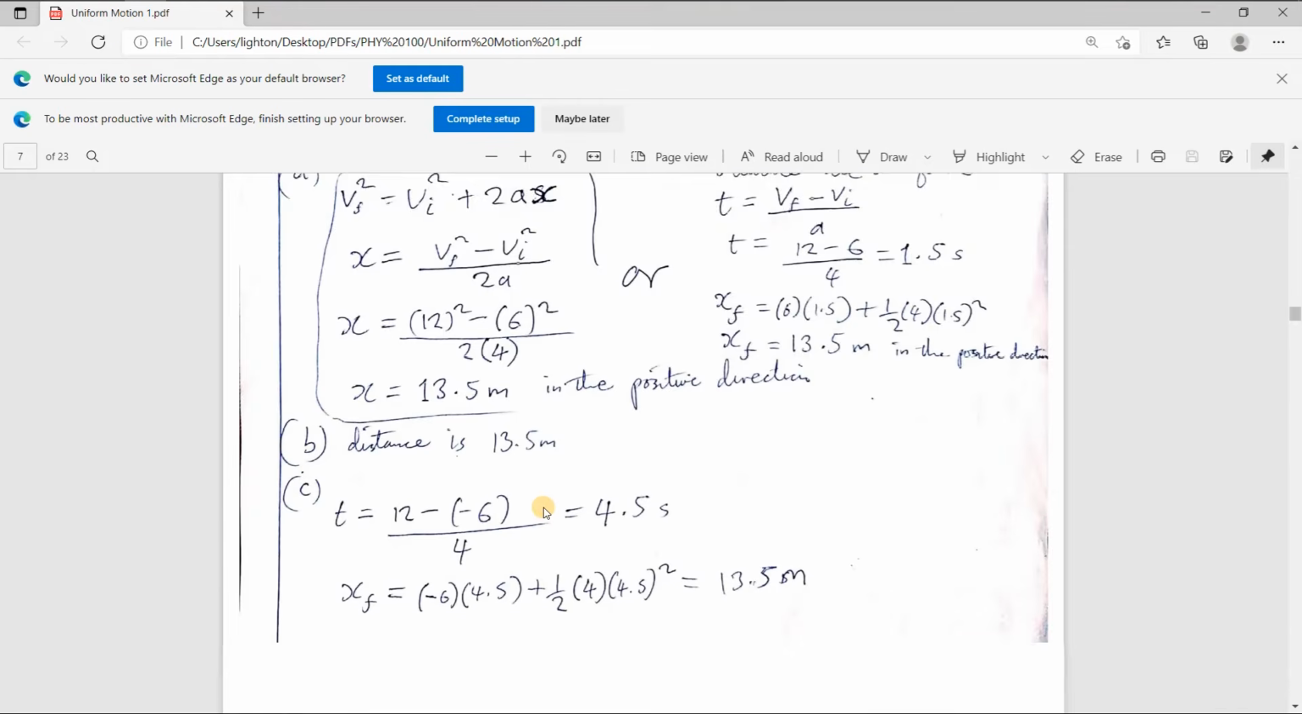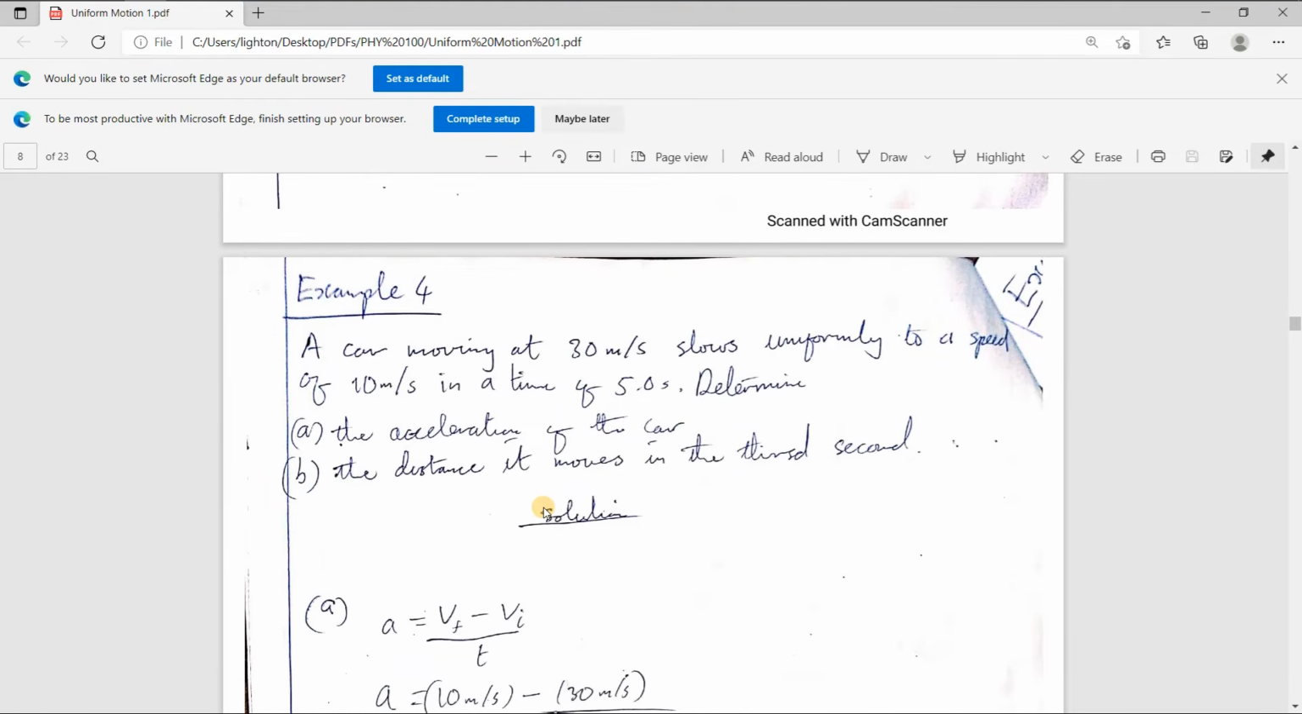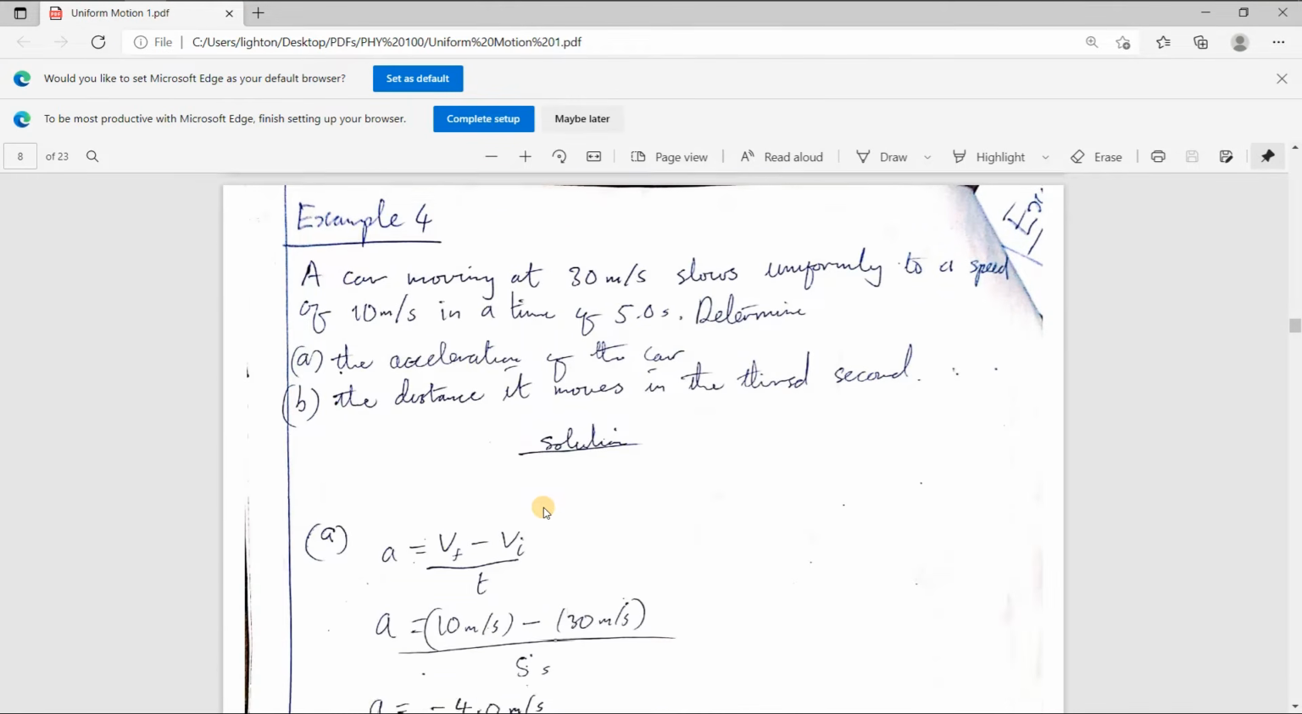All right, let's look at another example, which is example 4, where we have a car moving at 30 meters per second, slowing uniformly to a speed of 10 meters per second in a time of 5.0 seconds. So this car is moving at 30 meters per second and slowing down uniformly to a speed of 10 meters per second in a time of 5 seconds. Determine the acceleration of the car.